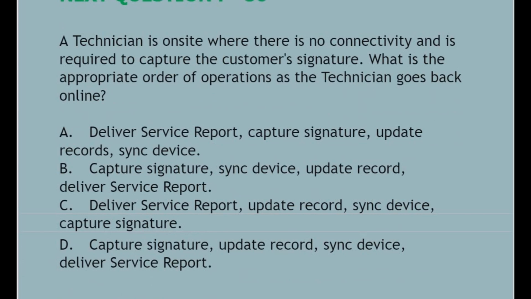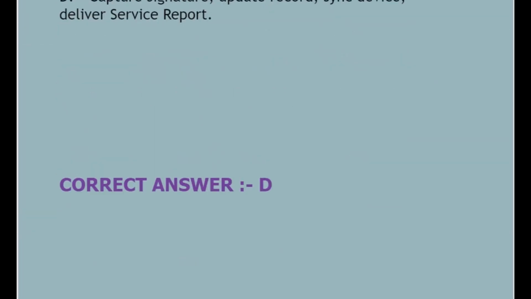Option A. Deliver service report, capture signature, update records, sync device. Option B. Capture signature, sync device, update record, deliver service report. Option C. Deliver service report, update record, sync device, capture signature. Option D. Capture signature, update record, sync device, deliver service report. Correct answer is option D.